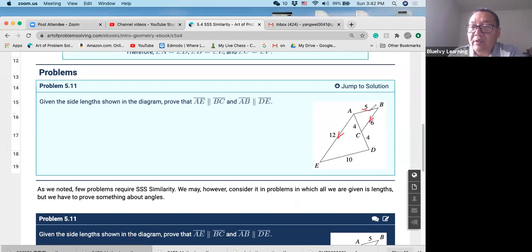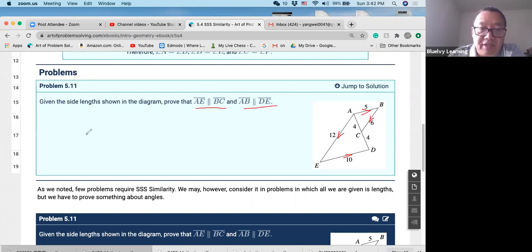And AB parallel with DE. Then they said, given the lengths shown in the diagram, they ask you to prove this one parallel with this one parallel with this. Okay, say they ask you to prove this. To prove this, definitely you still need to use similarity of triangles.